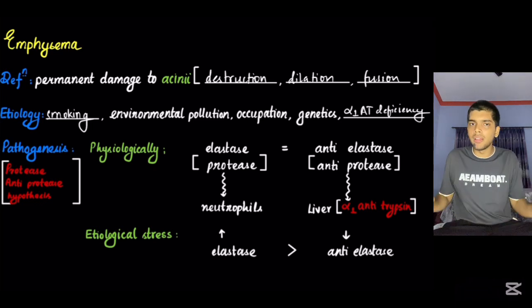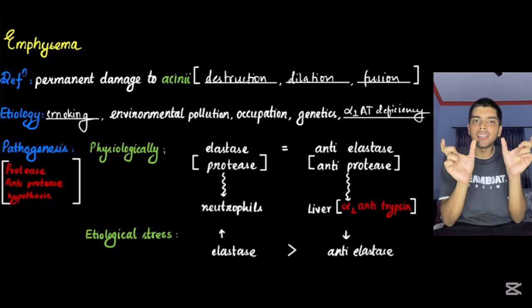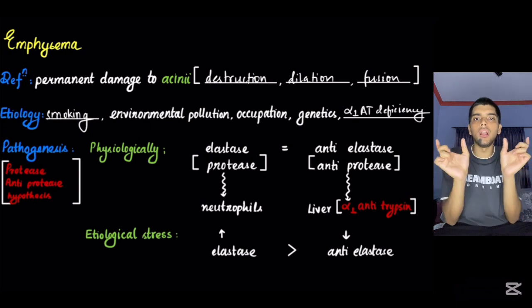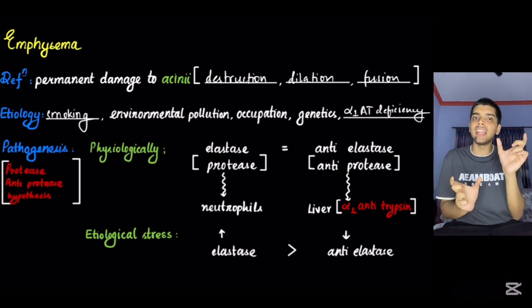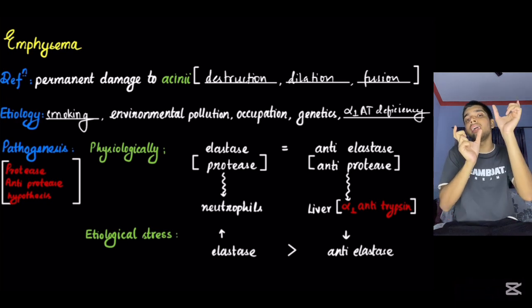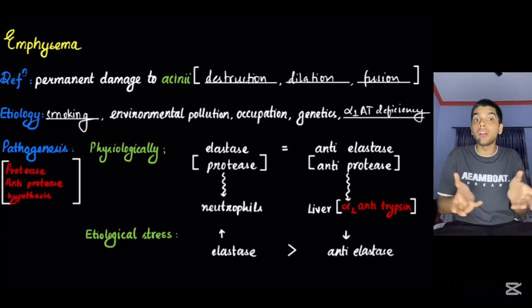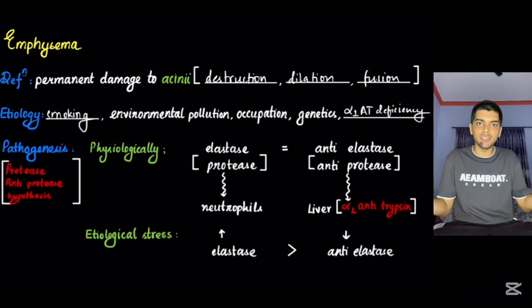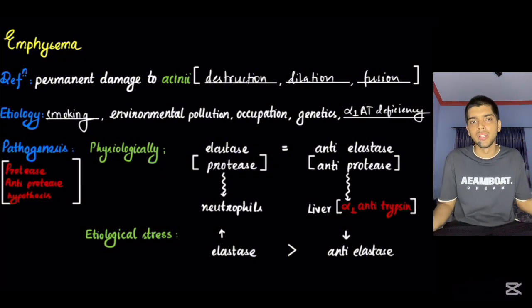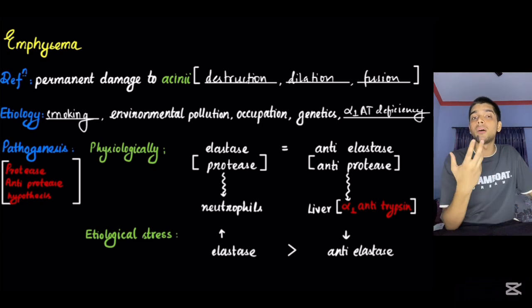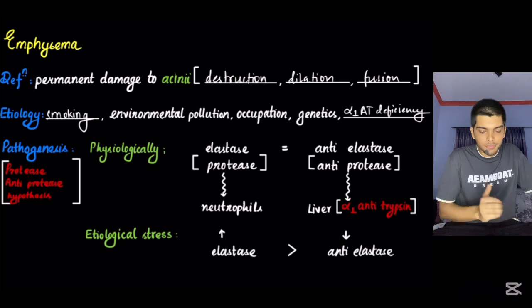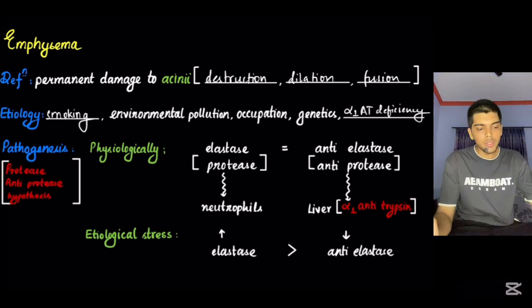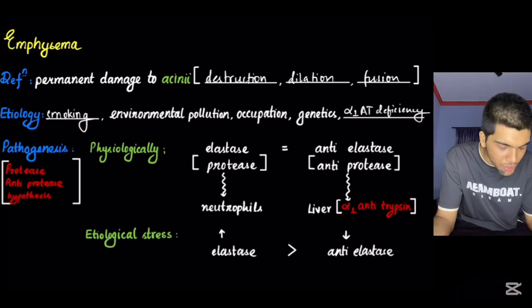See, elastase and anti-elastase are normally equal in your body. In emphysema, there is more elastase and less anti-elastase. Overall, elastase is more than anti-elastase. As a result, there is excess breakdown of elastic fibers. The alveoli lose their ability to recoil, and the person gets emphysema. Good. So this is your basic pathology, pathogenesis.